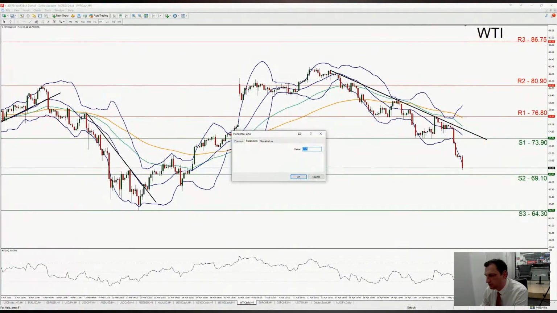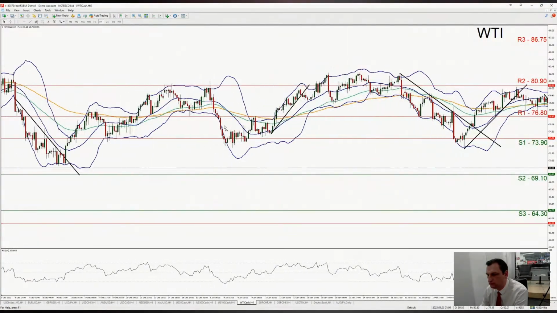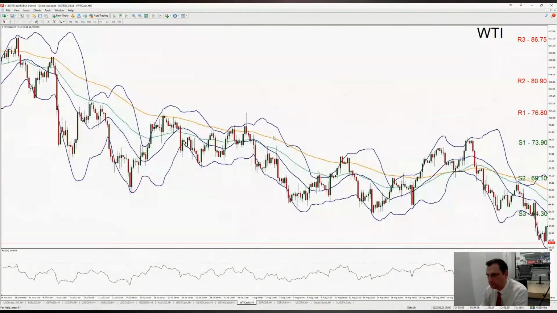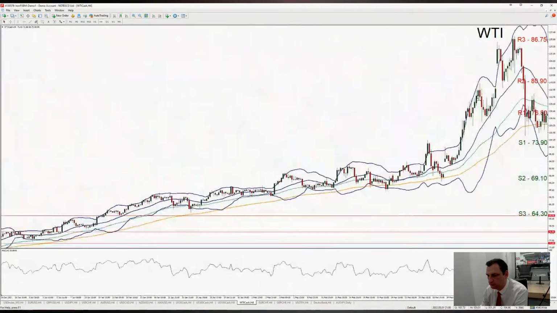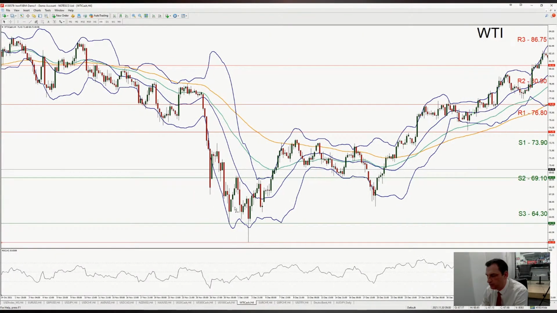Okay, let's correct this and set it as a resistance line. It has even dropped below the reading of 70. We haven't seen this for a while, actually since the end of March. Let's go hunting for a new ultimate support line. It's a little bit narrow in my opinion. Let's go further back.